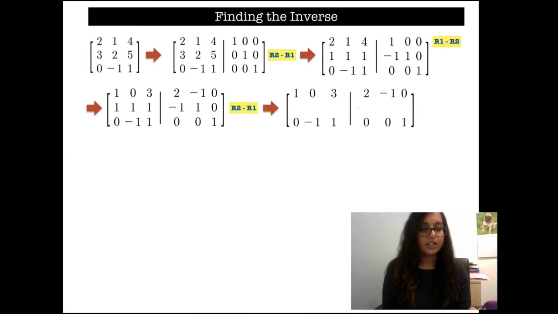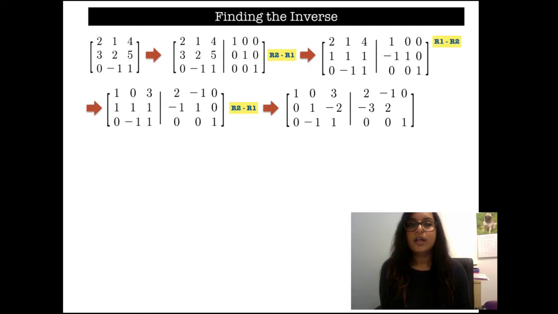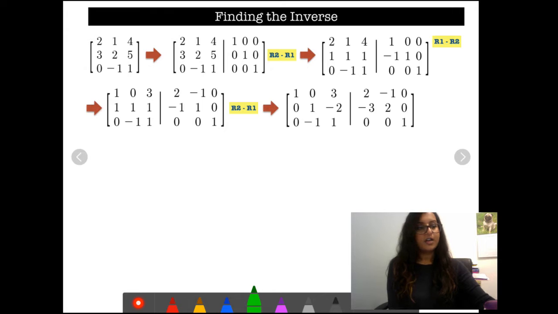So row 2 minus row 1 means we're going to do 1 minus 1 and get a 0, 1 minus 0, and it keeps the 1 right there. 1 minus 3 is a negative 2. Negative 1 minus 2 is a negative 3. 1 minus a negative 1, that's going to be a 2, and 0 minus 0 is 0. So looking at what we have so far, we have 1, 0, 0 in the first column, which is perfect because that's exactly what the identity matrix has as well.